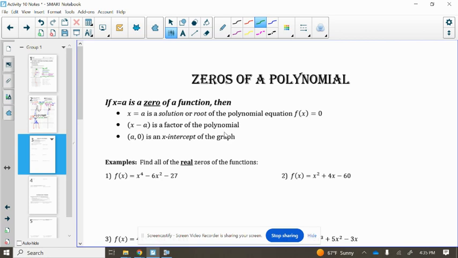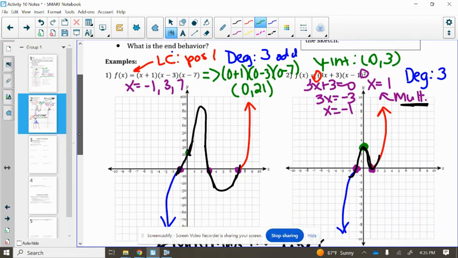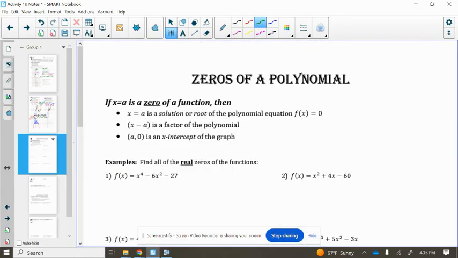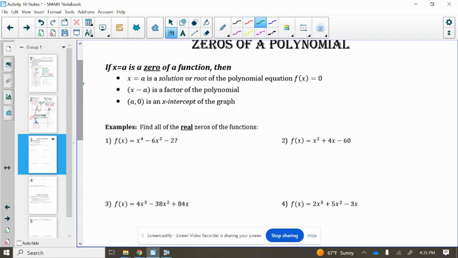Everyone, today we are going to continue on with activity 10 and talk about zeros of our polynomial. Now in previous lessons, we have been sometimes given our functions in an already factored form that allows us to easily identify our zeros. Today we are going to talk about using some factoring methods to find those zeros when they aren't given to us in that factored form.